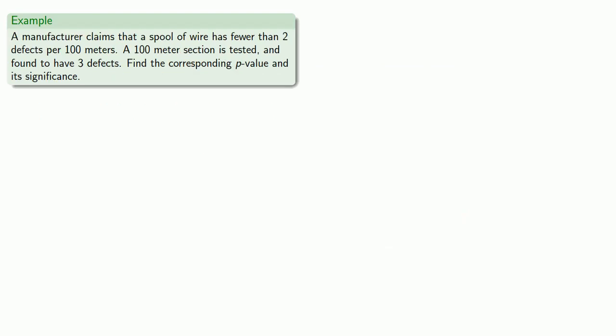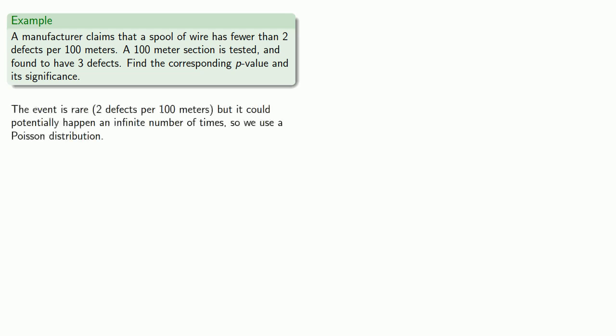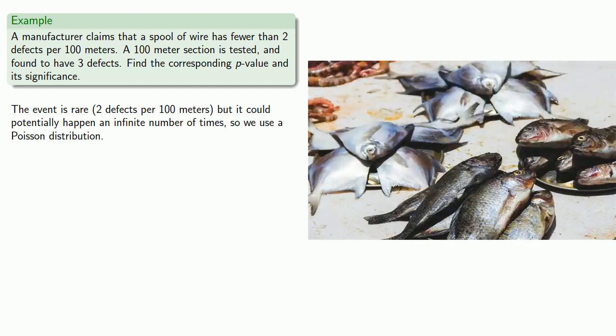Or we might have another example. A manufacturer claims that a spool of wire has fewer than two defects per 100 meters, and we test a 100-meter section, and we find three defects. Let's find the corresponding p-value and its significance. The event is rare, there are two defects per 100 meters, but it could potentially happen an infinite number of times, so we use a Poisson distribution.